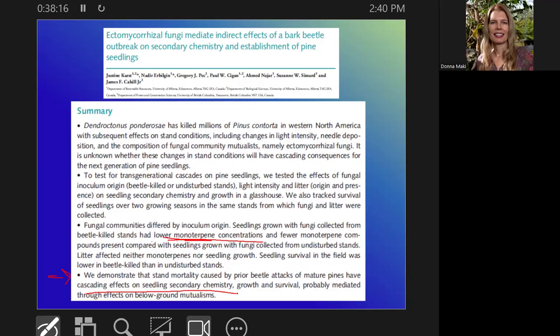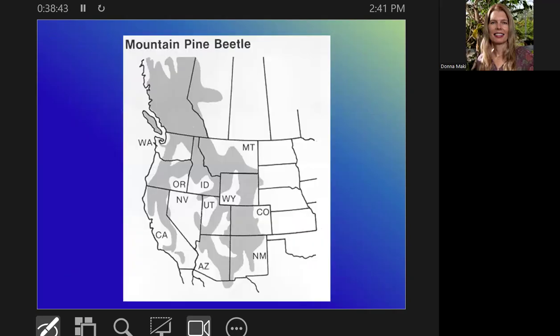But their view of it was they were specifically interested in what role the mycorrhizal fungi play in this transgenerational memory idea going into the next generation. So they were really focusing in on what happens in the beetle-attacked system versus the control. So this is a big deal. This map is showing the range of this beetle, and it does attack other species besides lodgepole pine, but a lot of the studies are done on that one because it's an important economic tree species.